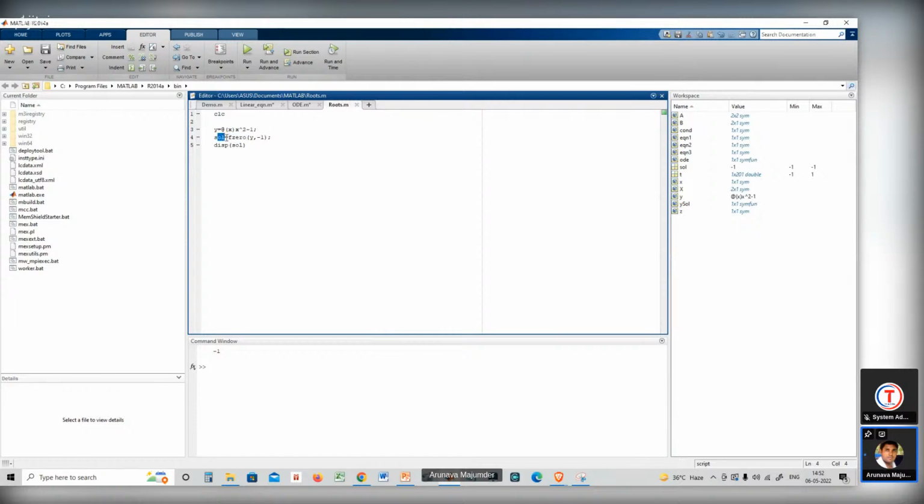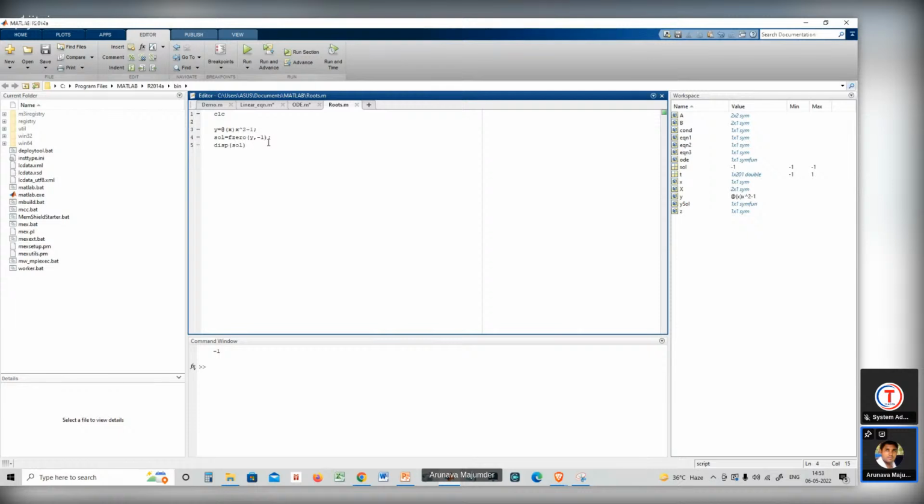And then you use this command fzero. Sol is a simple variable in which we put the value of the fzero function. So fzero y, where y is the function name. This is the function we put in y. So y comma minus 1. If I run this program and display the value of the solution, you get minus 1 as the solution here.